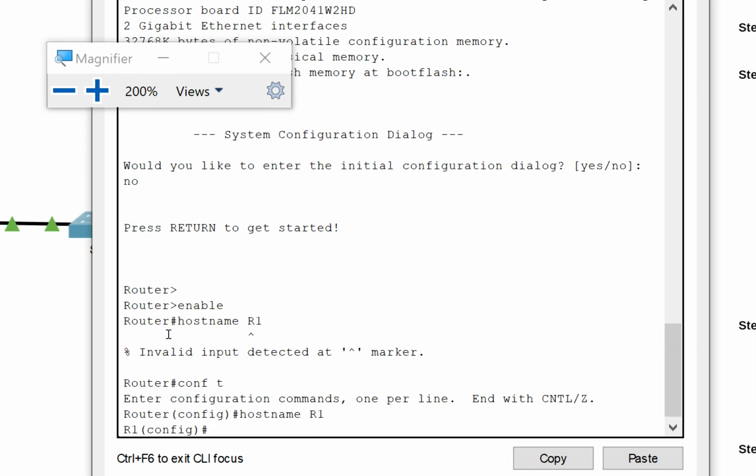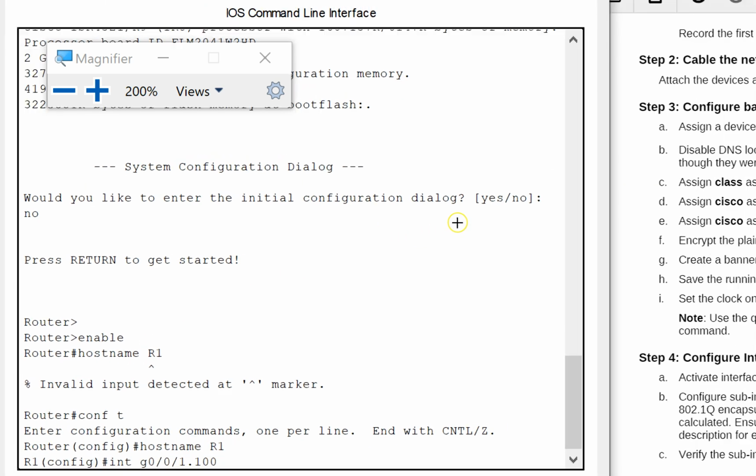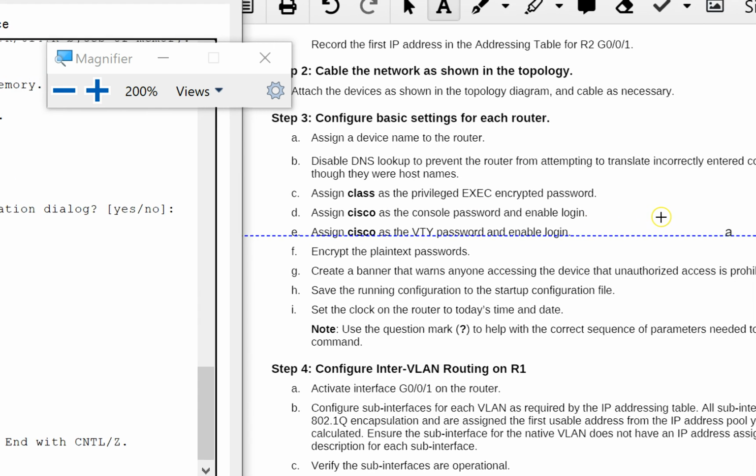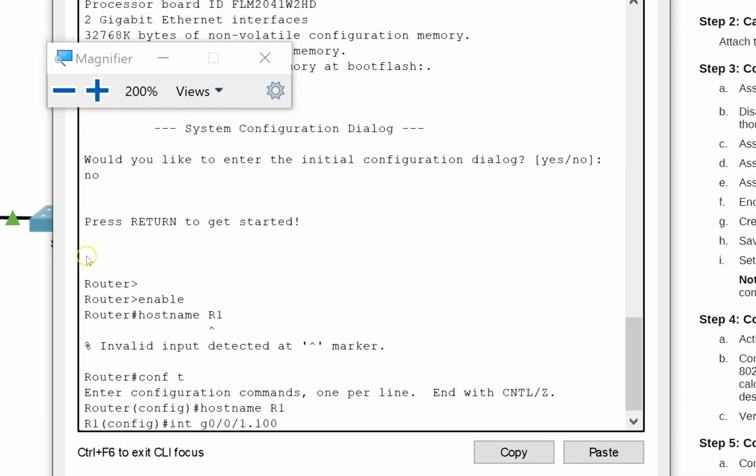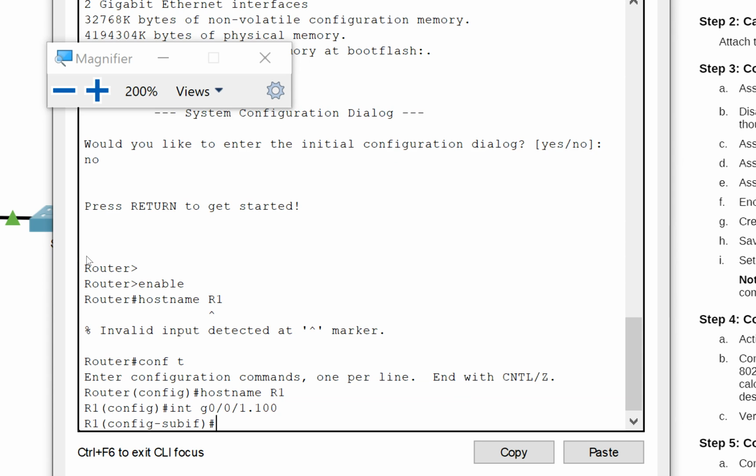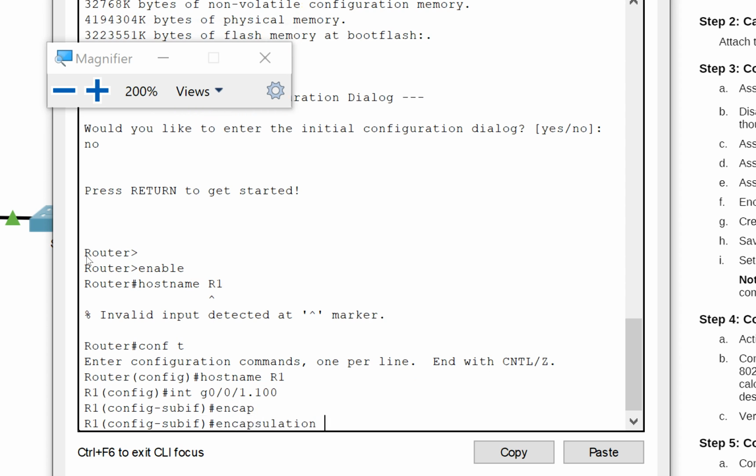Alright, so interface G0/0/1.100, right? Am I correct here? Yep. So .100, enter. First thing when you do a sub interface, right? Sub interfaces means that we're doing router on a stick, or inter-VLAN routing is what we call it as well. You have to do the command encapsulation dot1Q. And then after that is the number of the VLAN that you're going to be encapsulating.